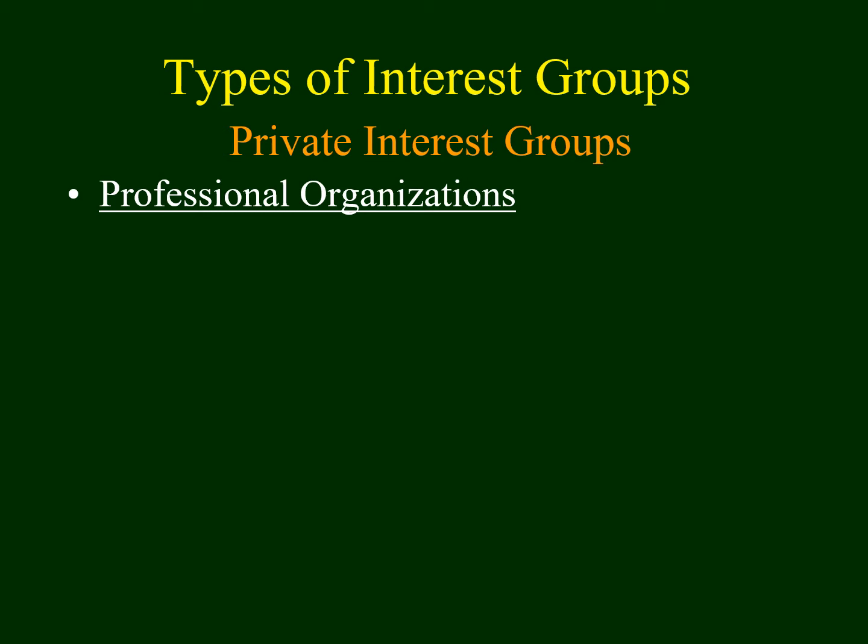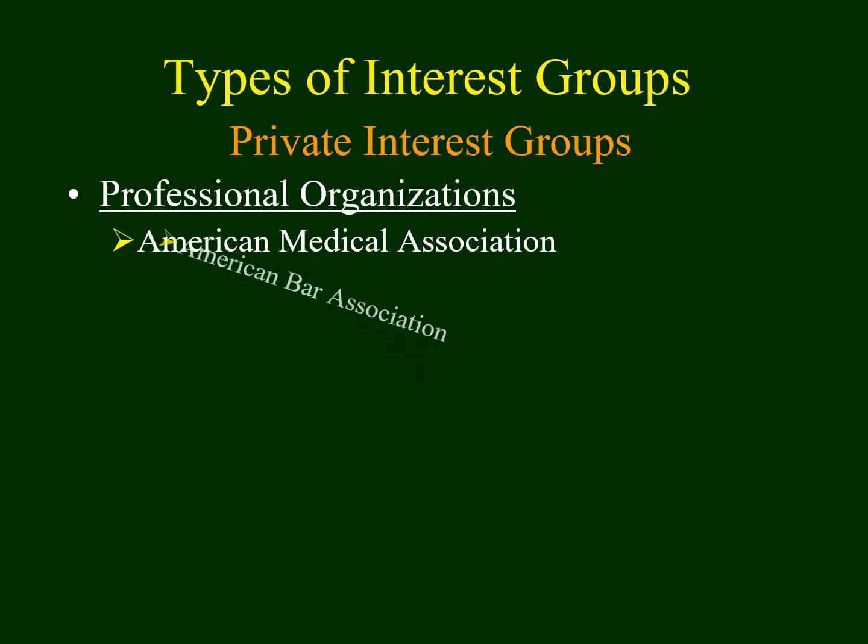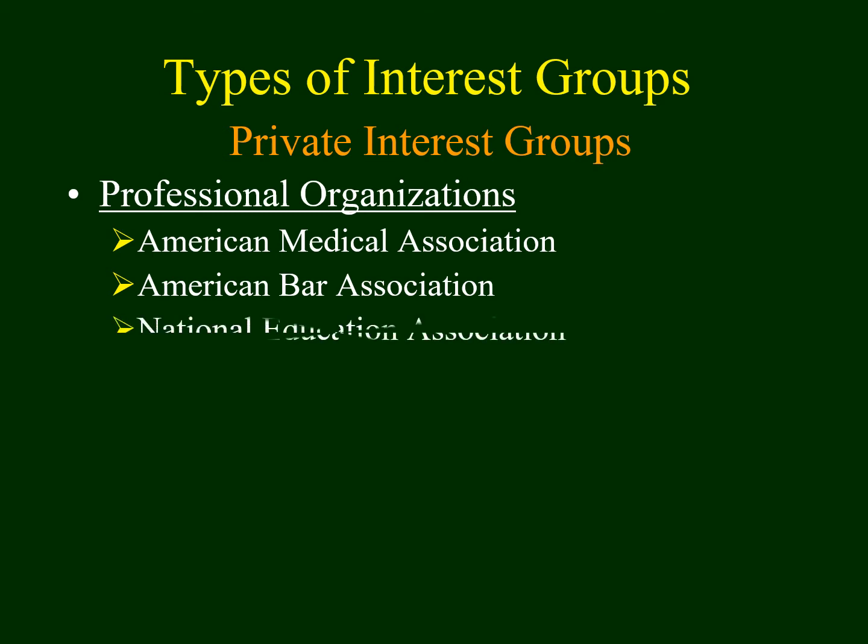Some examples of private interest groups would include professional organizations. These are groups of people who all work in the same profession. Some examples here would include the American Medical Association, the American Bar Association, and the National Education Association.